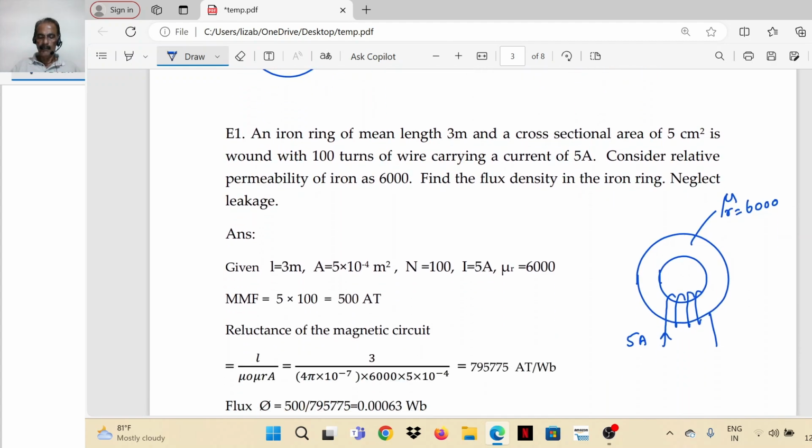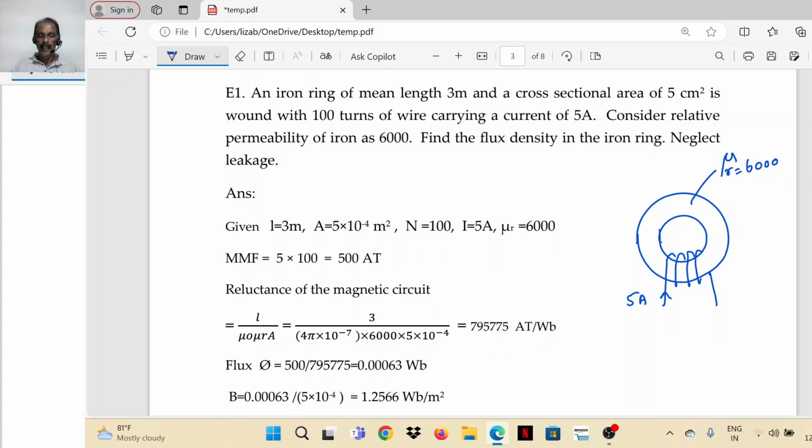Now an example. An annealing of mean length 3 meter and cross-sectional area of 5 centimeter square is wound with 100 turns of wire carrying a current of 5 amperes. So this is 100 turns carrying a current of 5 ampere. Consider relative permeability as 6000. Find the flux density in the annealing, neglect leakage.